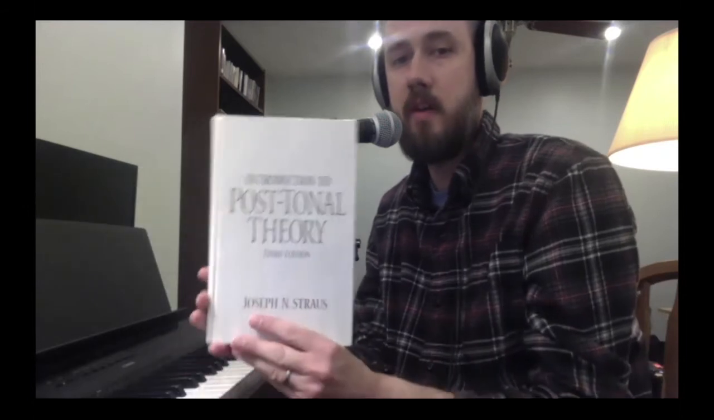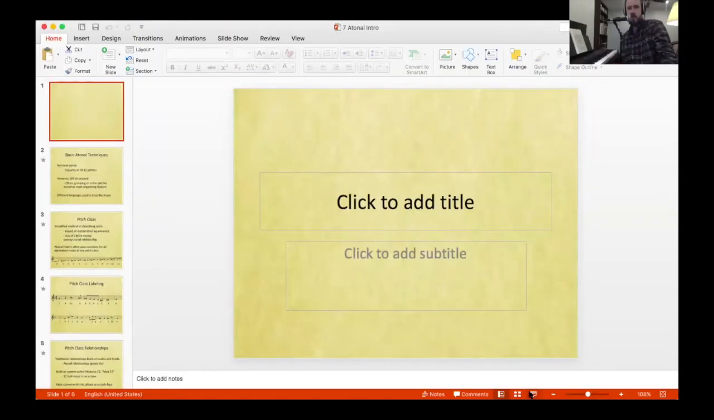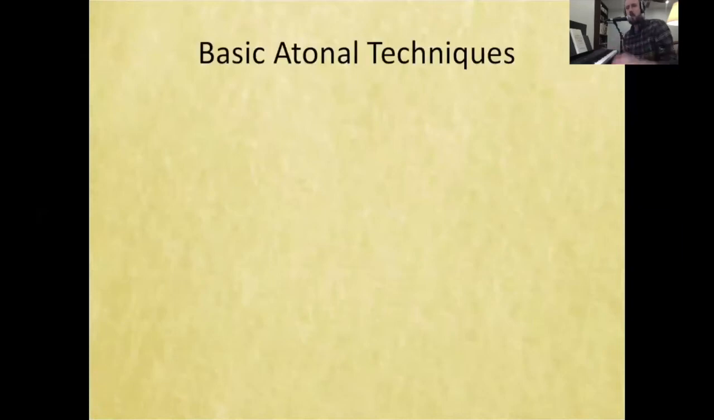We're going to use a lot of the ideas from a book that I think is really valuable. It's called Introduction to Post-Tonal Theory, by Joseph N. Strauss. Some of the stuff we're going to talk about today, and over the next couple lessons, comes from that. So this is all about learning a new kind of language. We're going to go into a screen share here, and we're going to do some good old-fashioned PowerPointing. So here we go. We're really just talking basic atonal techniques here.